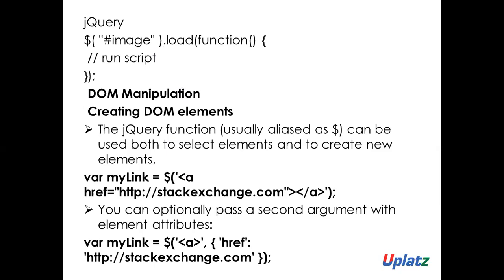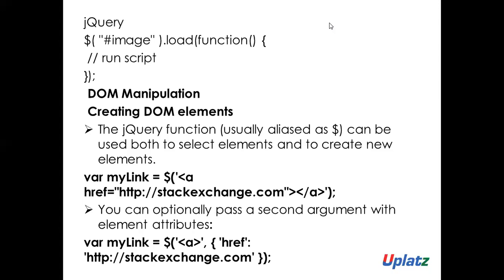Next is DOM manipulation. How to create DOM elements? This particular jQuery function can be used both to select elements as well as to create new elements. To select, this is my variable and I can select my jQuery elements. Optionally, I can also pass a second argument with the element attributes. This is my first argument, the link, and the second argument is the reference I'm passing to that.